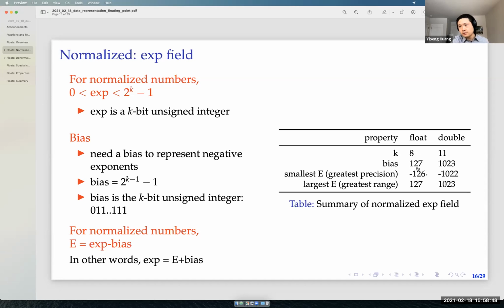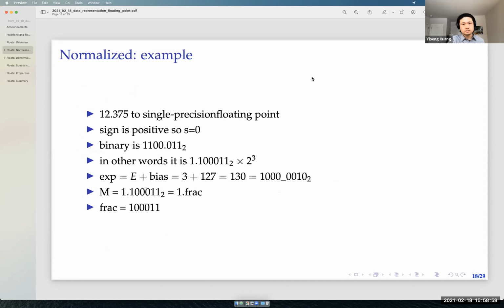Okay, so for the rest of the questions, it's more helpful for us to skip ahead a few slides to work through a concrete example. So here is our example. We want to convert a number, for example, 12.375, which is a base 10 number, to a single precision floating point number.